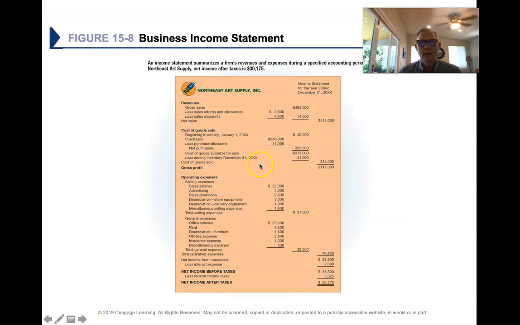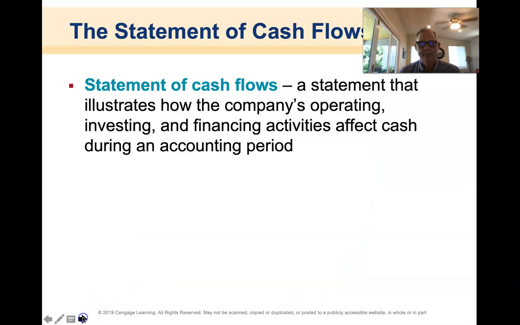This is what an income statement typically looks like. Here are our revenues, which are $450,000. Our cost of goods sold are $334,000, leaving us a gross profit of $117,000. Then we subtract all of our operating expenses, which eventually takes us to our net income, which is $30,000. You're going to learn more about this again in accounting.